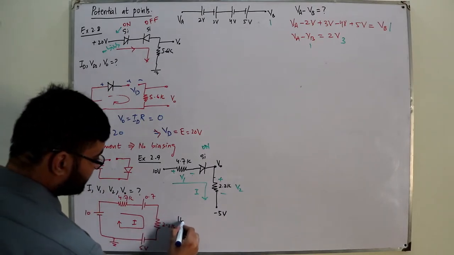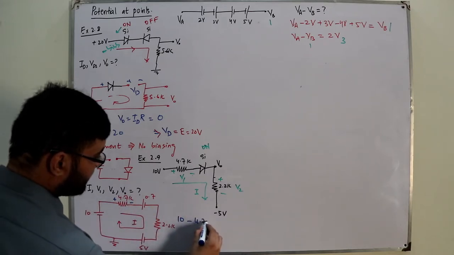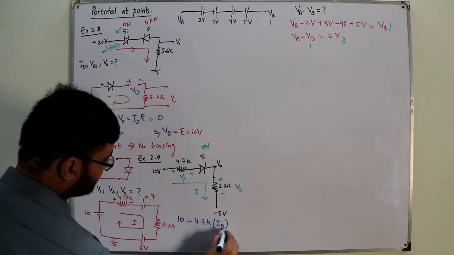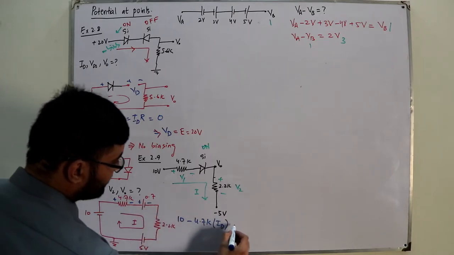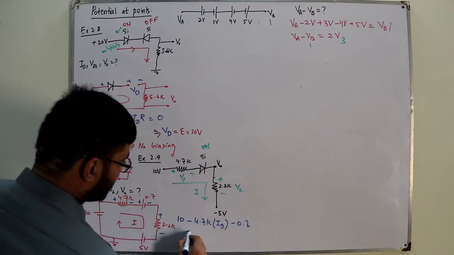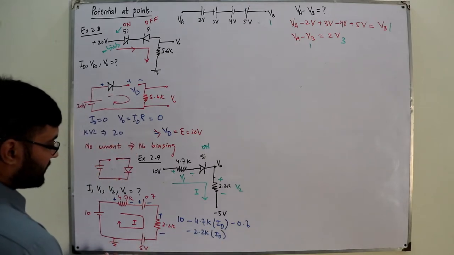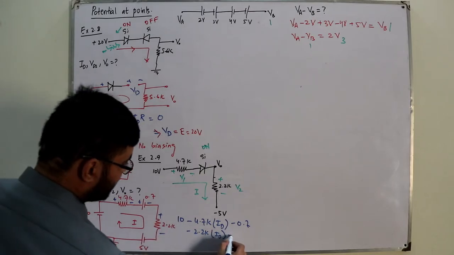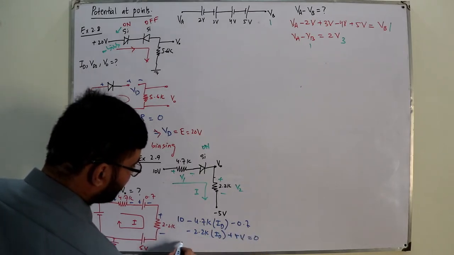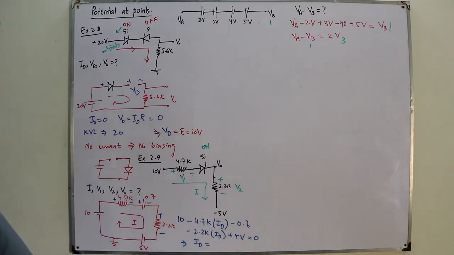10 volts plus minus 4.7 kilo times ID, plus minus 0.7, plus minus 2.2 kilo ohm times ID, minus to plus 5 volts is equal to 0. Solve for yourself. Solve the values and confirm the value of ID to be 2.07 milliamperes.